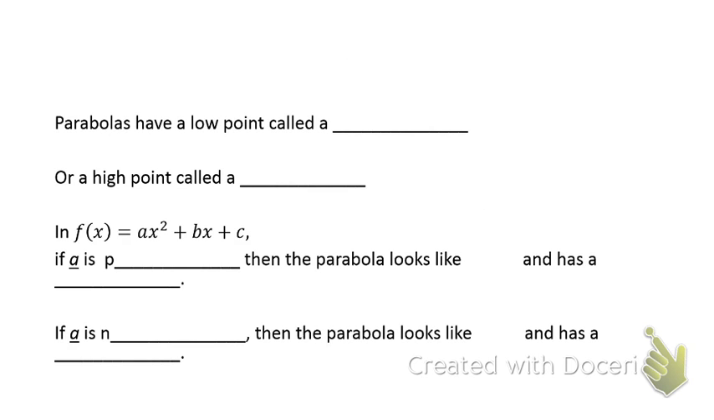Okay. Now the last thing is some basic information about parabolas. Parabolas can have a low point, which we call a minimum, or they could have a high point called a maximum. So in an equation, ax squared plus bx plus c, the part that determines if we have a minimum or a maximum is this starting term.